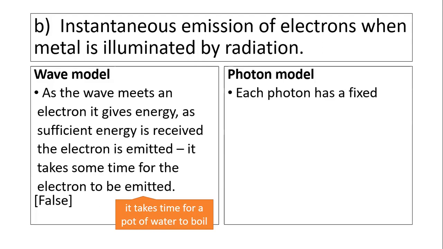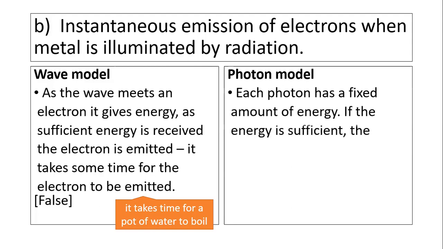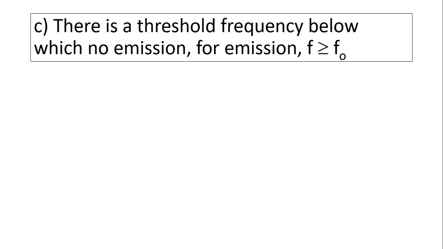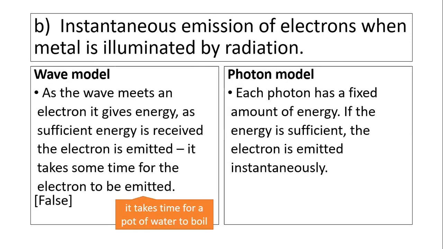Photon model: each photon has a fixed amount of energy. If the energy is sufficient, as long as it's greater than the work function, the electron is emitted straight away. There's no time lag. Instantly, it is emitted. Okay? So that one the wave model cannot explain.